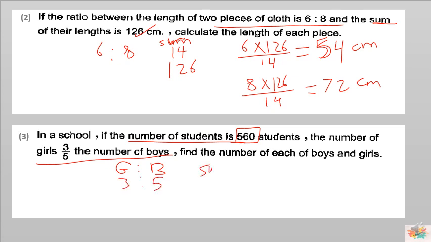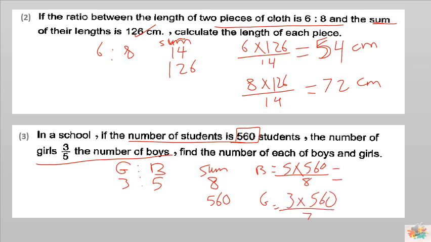وطبعا هو مديني الصم ليهم ب 560 يبقى أنا الأول أعمل لهم بلس وناخد من هنا 8 and under it 560. Find the number of boys and girls. So boys equal 5 by 560 over 8 and the girls equal 3 by 560 over 8. So the first one will be 350 and the second one will be 210.